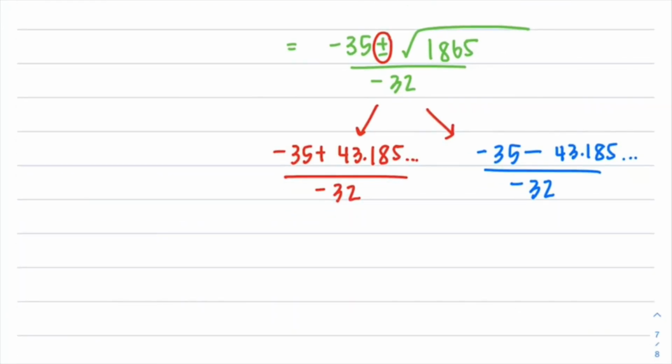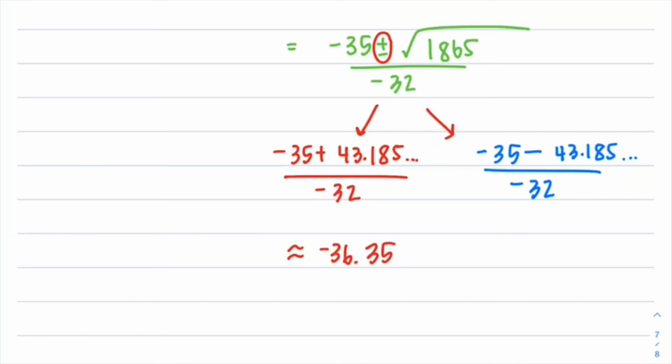All right, what I want you guys to be careful with though is when you plug in these numbers into your calculator, really think about that order. So make sure to clear the calculator and then plug in negative 35 plus the square root of 1865 and divided by this negative 32. I end up getting here, and I'm going to have to round, negative 36.35, and I'm going to round to the nearest hundredth.